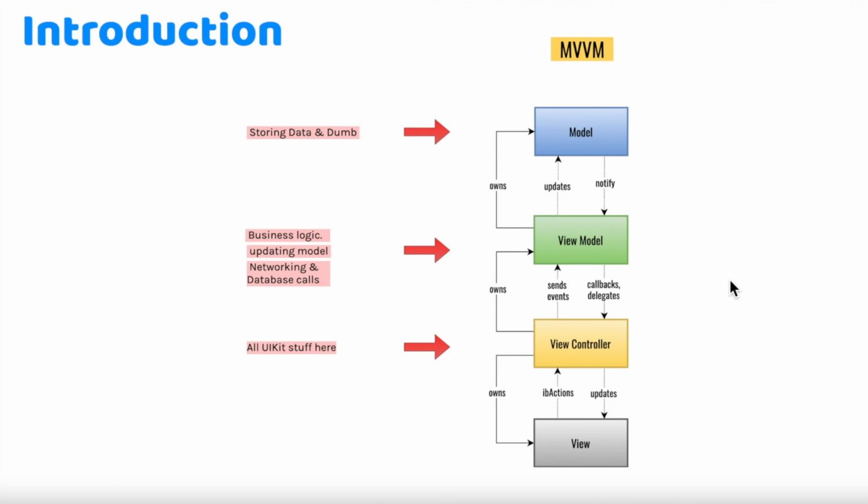If we talk about ownership, the view model is owned by the view controller. So the view model will always be a property inside the view controller in your code, and the model will be owned by the view model only, right? So the only layer that is able to communicate with the model is the view model only, whereas in MVVM architecture, the view or the view controller cannot communicate with the model directly. They always need to go via the view model.